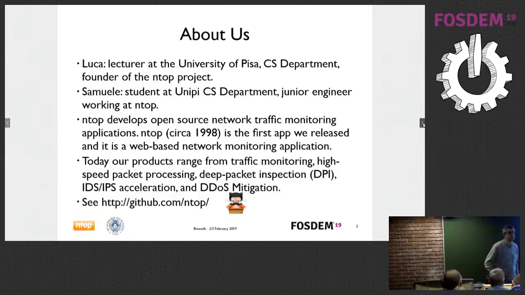NTOP is an open source project I started in 1998, so a very long time ago. It was about monitoring network traffic in a simple way. Don't think about the internet. Okay, the internet did not really exist as it is today. It was a totally different world. So over time, we started from analyzing packets, just to display them to people, to accelerating packet capture, so PF Ring.